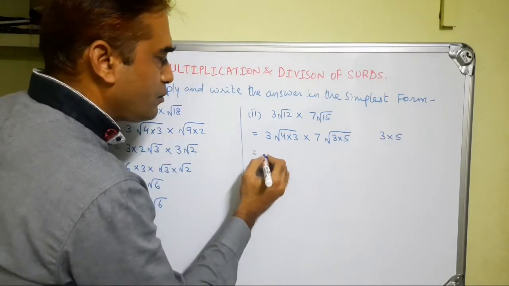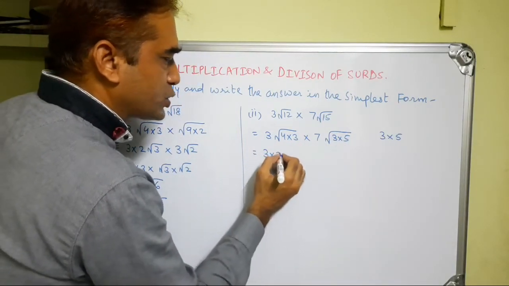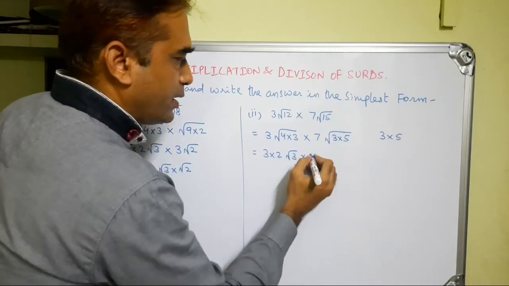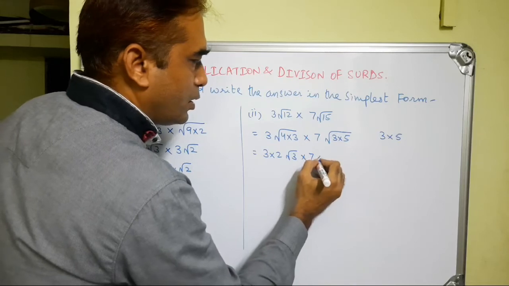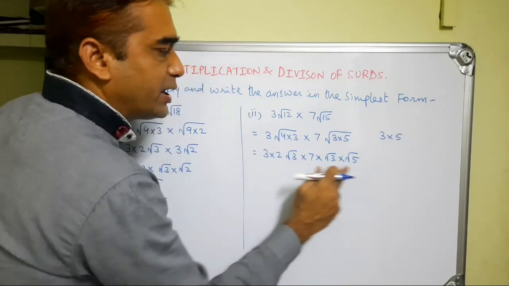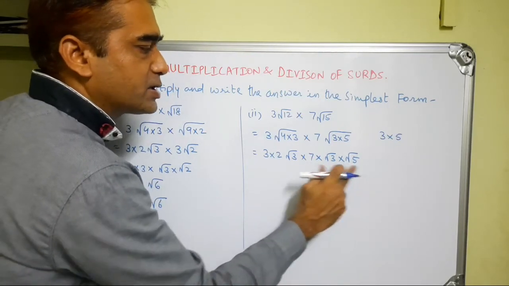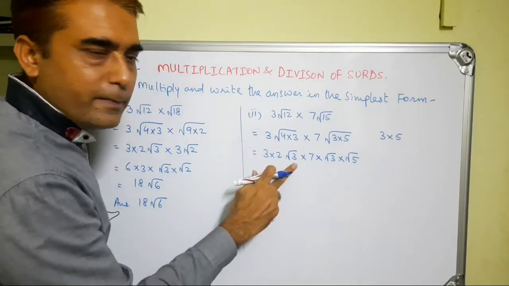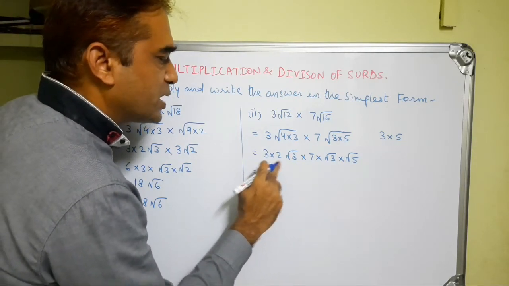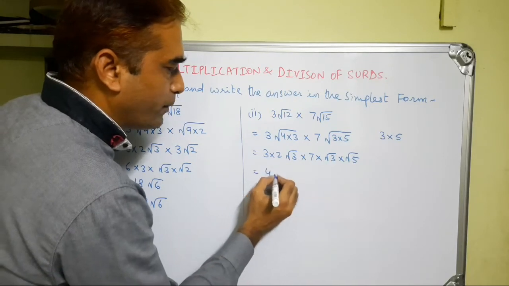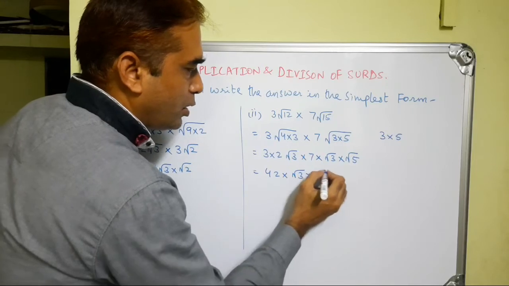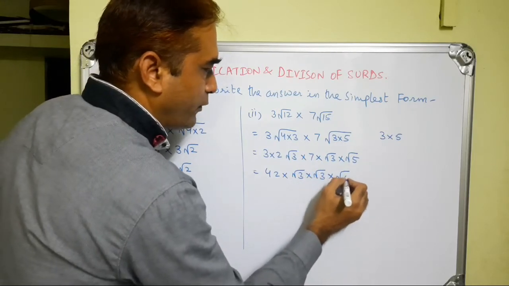Now 3 into square root of 4 is 2 root 3, into 7 into root 3 into root 5. Now why are we writing these irrational factors separately? Because there is already one such factor. So 3 2s are 6 and 6 7s are 42. So 42 into root 3 into root 3 into root 5.